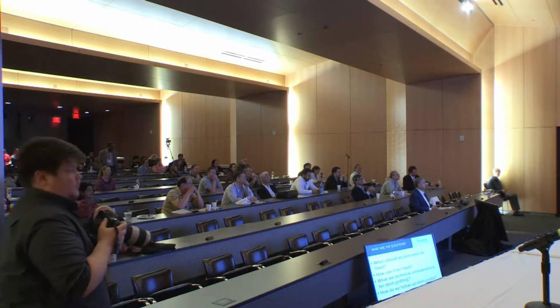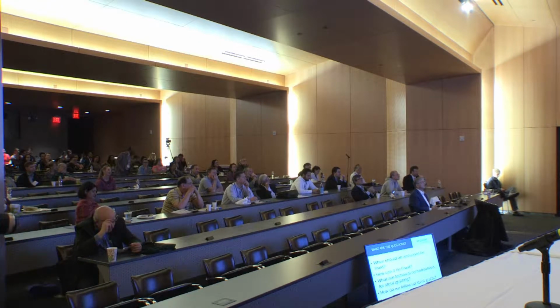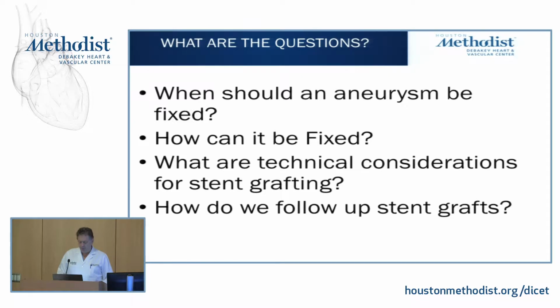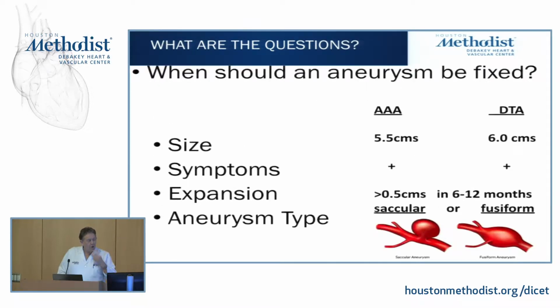So the questions then are, when should the aneurysm be fixed? We're going to address that. How can it be fixed? What are the technical considerations for us in stent grafting? And then once we put a stent graft in, how are we going to follow those patients up? We'll cut it off at that point, because I'm the guy who stands between you and coffee resuscitation, which is going on outside.